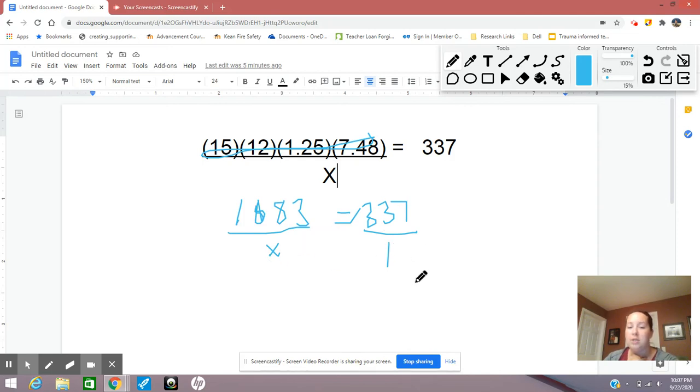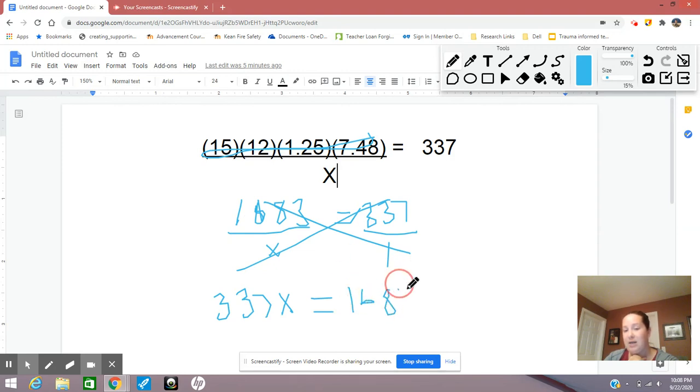Then we're going to cross multiply. So when we're trying to find an x, when you have these two fractions in here, you just have to multiply across. So this would be x times 337, which would give us 337x equals, and then we would do 1,683 times 1, which would give us 1,683.